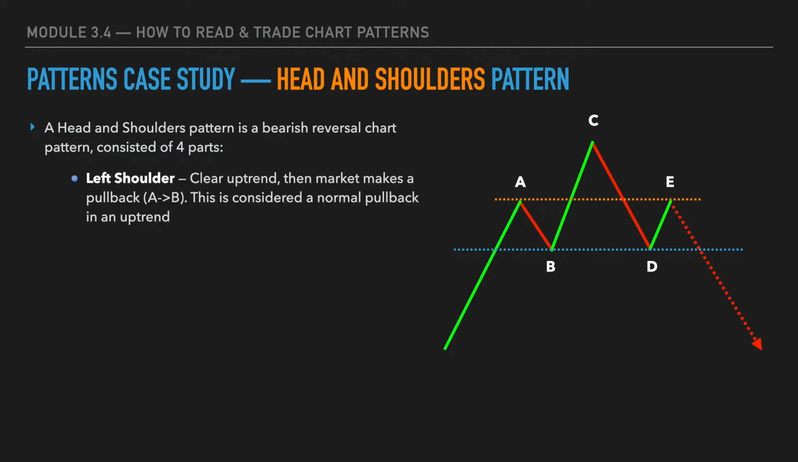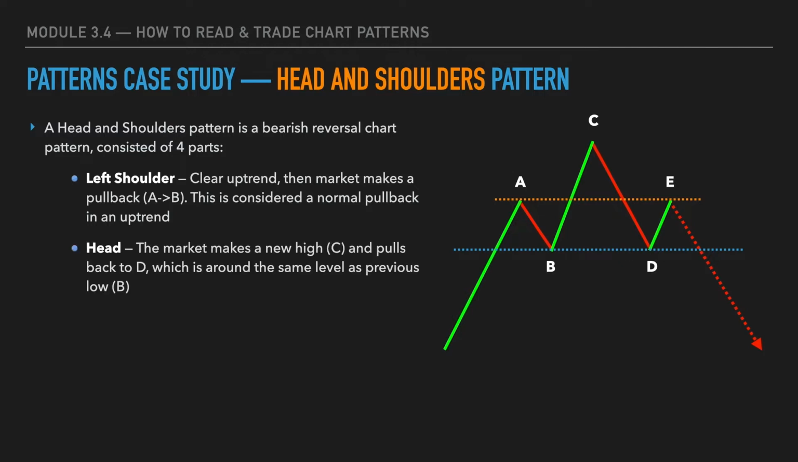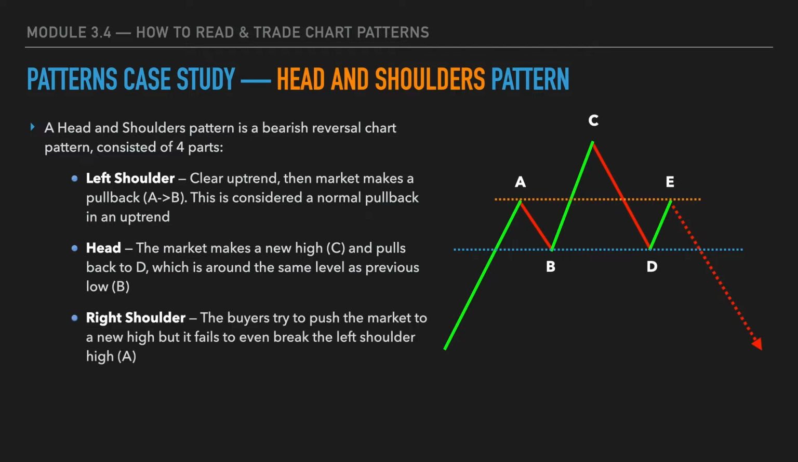First part, the left shoulder. It starts with a clear uptrend, then the market makes a pullback. This is considered a normal pullback in the uptrend. Second part, the head. The market makes a new high and then has a big pullback to the previous swing low. Third, the right shoulder. The buyers try to push the market to a new high, but it fails to even break the left shoulder high and forms a resistance line.